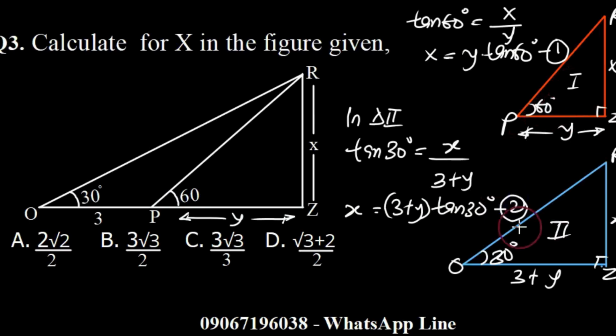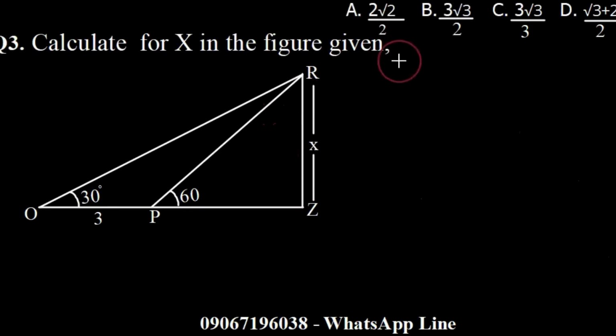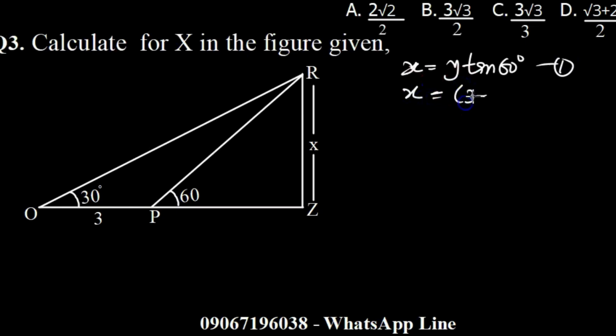Now I've been able to form two equations. My equation 1 is x is equal to y tan 60°. My equation 2 is equal to this. I'm going to solve these simultaneously, because I'm going to equate these two equations, and let's do that in the next lesson. So don't forget that my first equation is x is equal to y tan 60°, equation 1, and second equation, x is equal to (3 plus y) tan 30°. This is equation 2. Let's verify that.